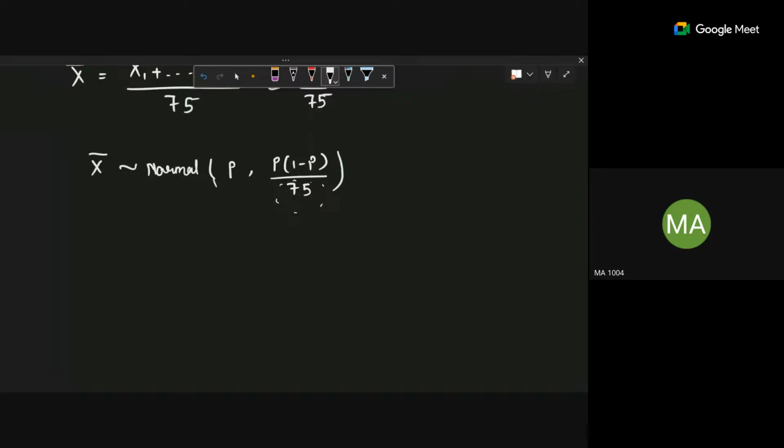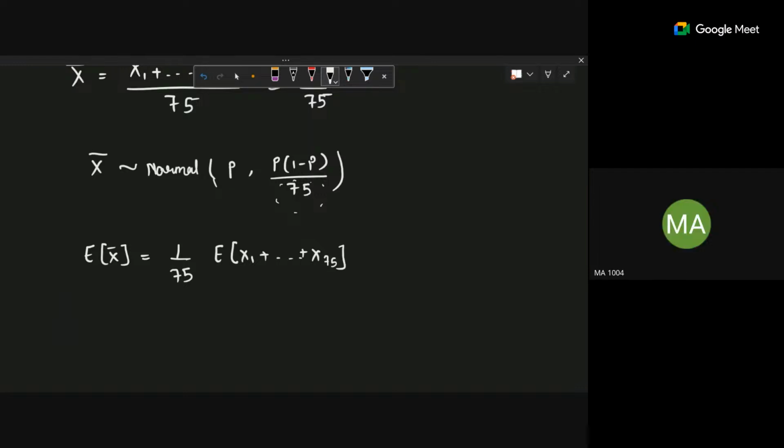See, this x bar is normal again. So let's check the expected value of x bar. That is the mean, right? Expected value of x bar will be the mean. So how to calculate that? 1 by 75 times the expected values of x1 to x75. Do you agree with that?